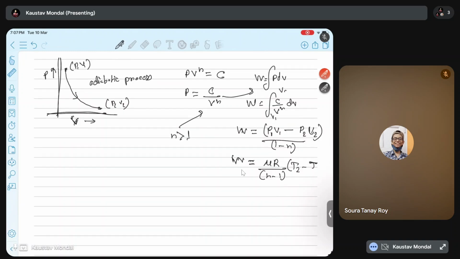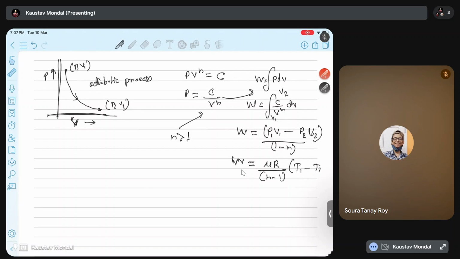V1 to V2. Okay, now it's fine. Here it should be initial minus final, so initial is T1 minus T2. So this is the form of work done in the case of an adiabatic process.